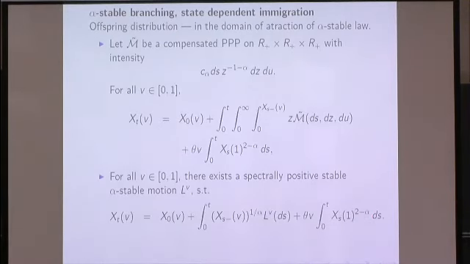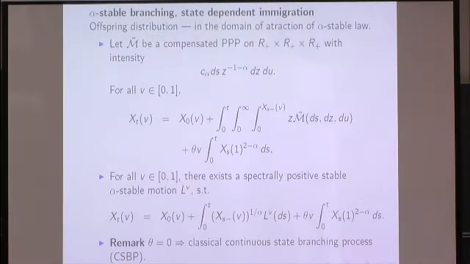Okay. At some point, I will talk about uniqueness or existence for this model, but the question is, okay, remark: if theta equals 0, it's the classical continuous state branching process. I will call it CSBP.